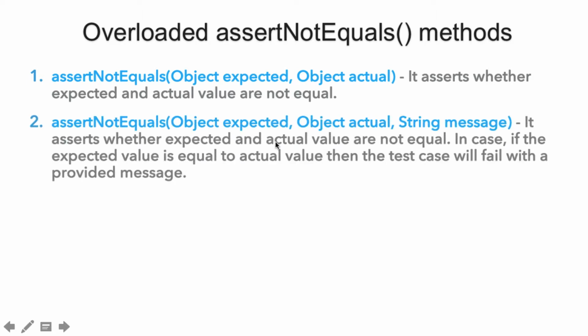The second overloaded method takes in an actual and expected value, and also takes in a string which is nothing but our customized message. So friends, if the actual and expected values are equal, then our test case will fail. And if our test case fails, you can see in our JUnit console that whatever customized message you have provided using the third parameter will be part of the assertion failed error.